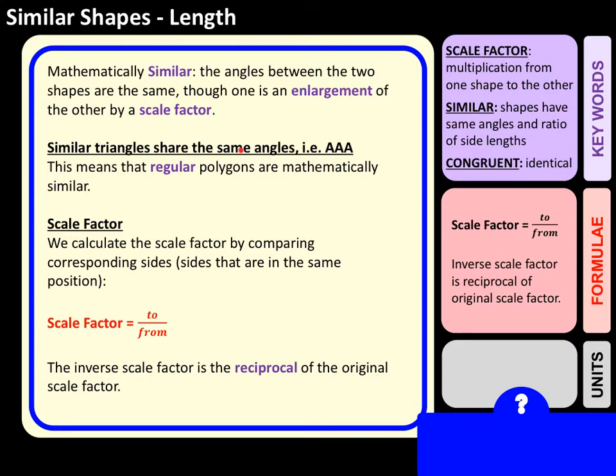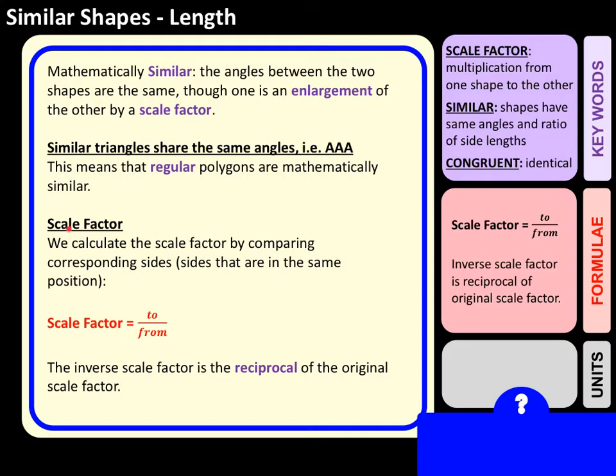So that means that similar triangles share the same angles, AAA for angle, angle, angle, but that also means that regular polygons are mathematically similar as well. So every regular pentagon is similar to every other regular pentagon because they all have to have the same angles. Every square would be similar to every other square. Every equilateral triangle would be similar to every equilateral triangle. So remembering that regular means that the angles have to be equal and the side lengths are equal in those shapes. This would actually also be true for a circle as well.